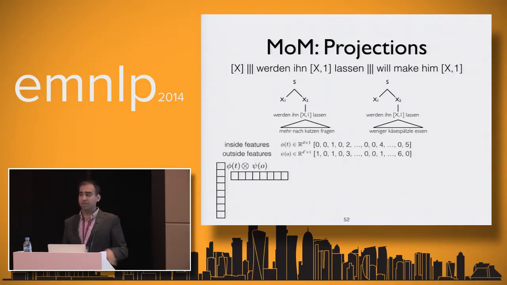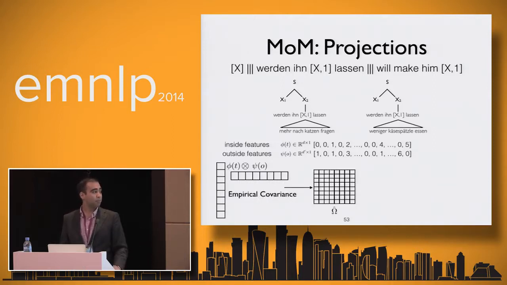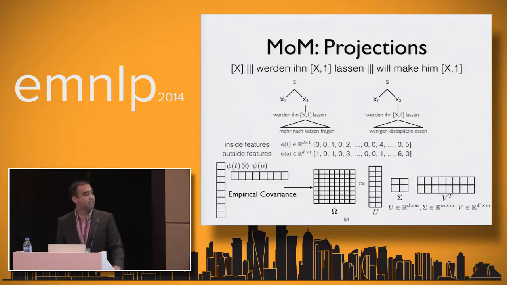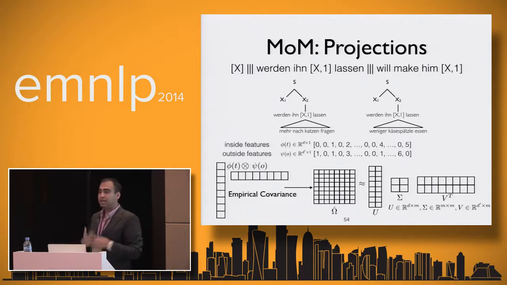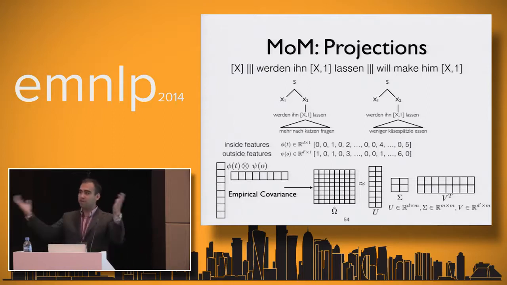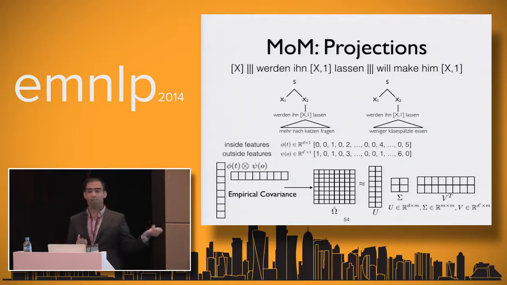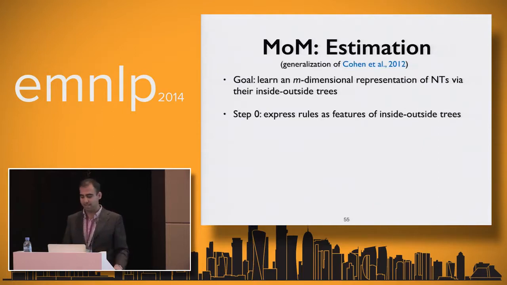We can define features of the inside trees and features of the outside trees, and we have these feature vectors. We can compute the outer product of these feature vectors, and we'll get an empirical covariance matrix of how the inside features vary with the outside features. Then we can decompose that using a singular value decomposition. The basic idea here is we're expressing translation rules, in this case Verdenin X1 Larsen, in terms of inside and outside features. We then project those features into this lower dimensional space using linear algebra techniques, and do all of our subsequent work in that space.